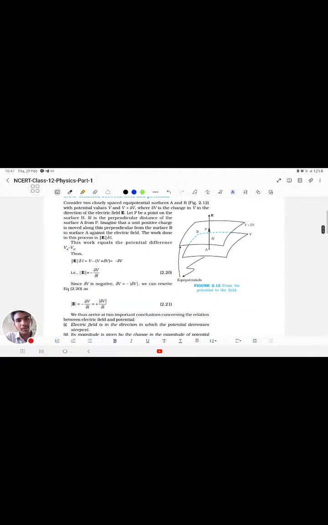Now we will be talking about the relation between potential and field. Consider two closely spaced equipotential surfaces A and B with potential values V and V plus delta V, where delta V is the change in potential in the direction of the electric field E. Let P be a point on the surface B. Delta L is the perpendicular distance of the surface A from B. Imagine that a unit positive charge is moved along this perpendicular from the surface B to surface A.